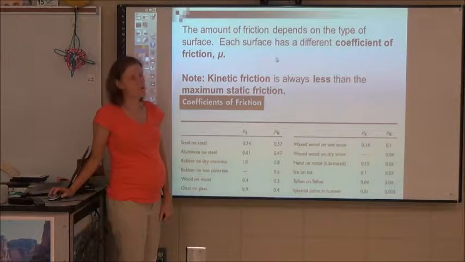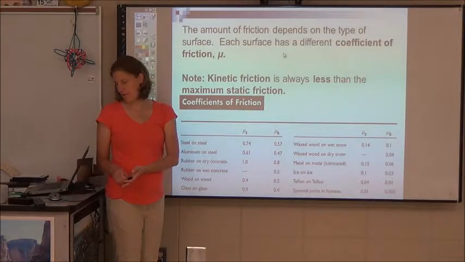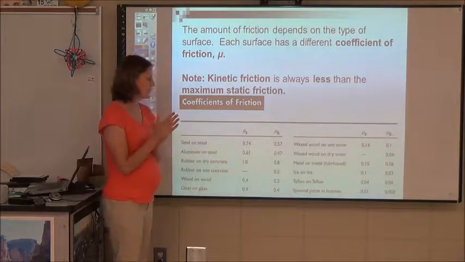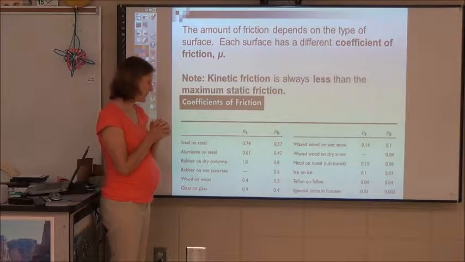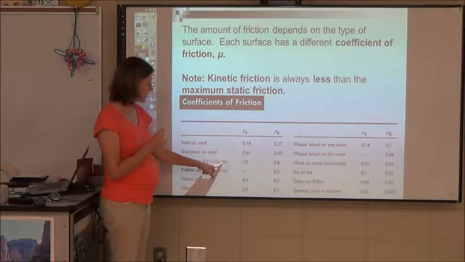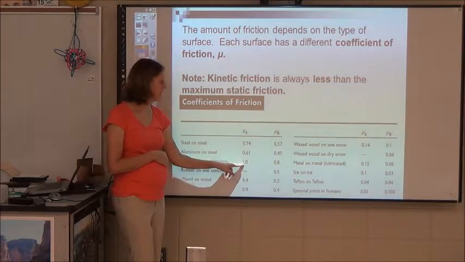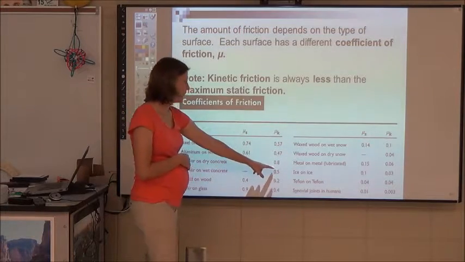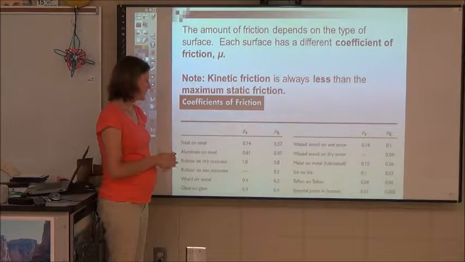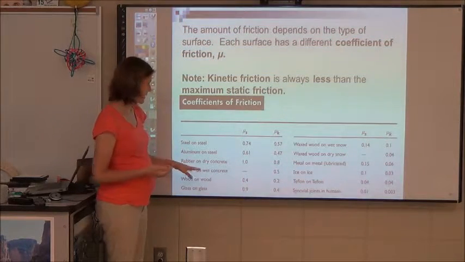And it's called the coefficient of friction. It depends on what type of surface you have. So obviously certain materials are going to provide more friction than others. We've got rubber on dry concrete: a static friction coefficient of 1, and a kinetic friction coefficient of 0.8. Static is always going to be greater than kinetic. It's always harder to get something going than to keep it going.